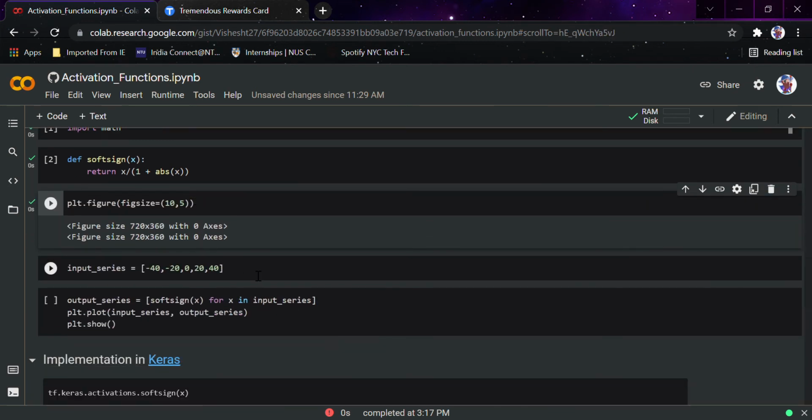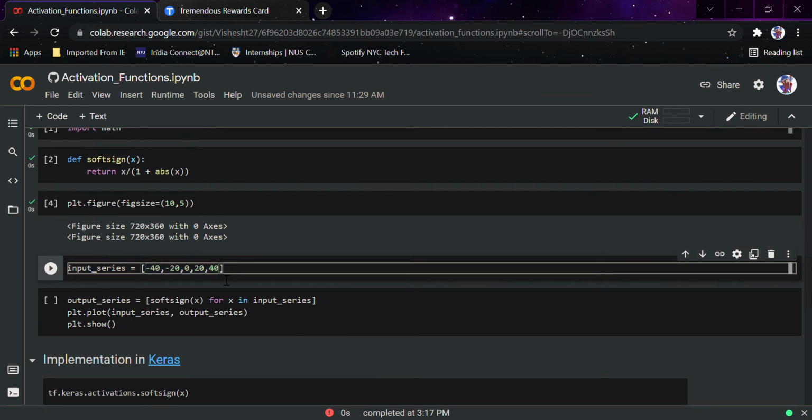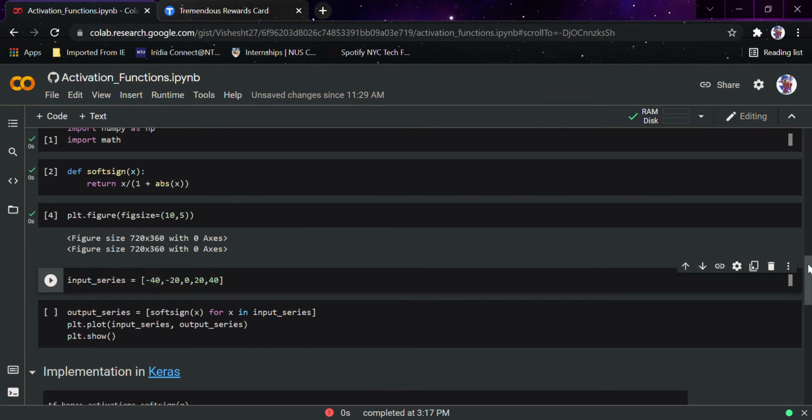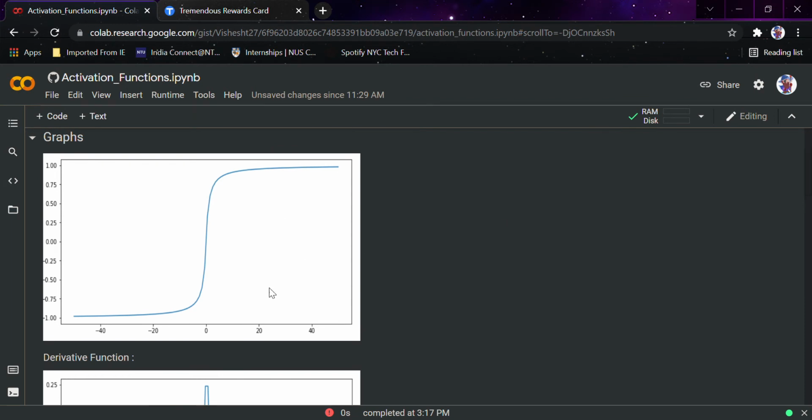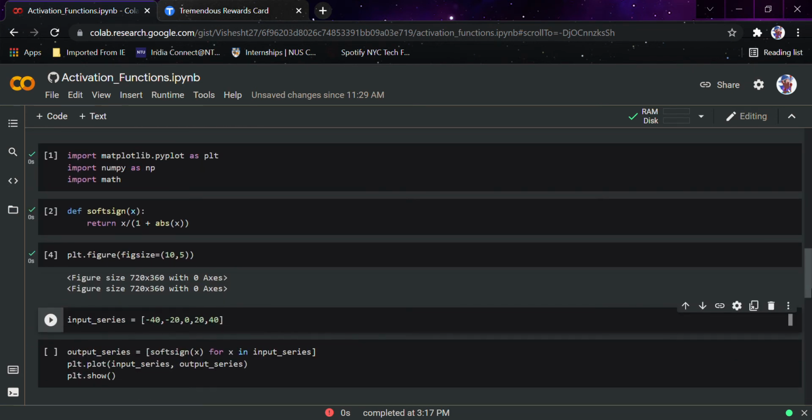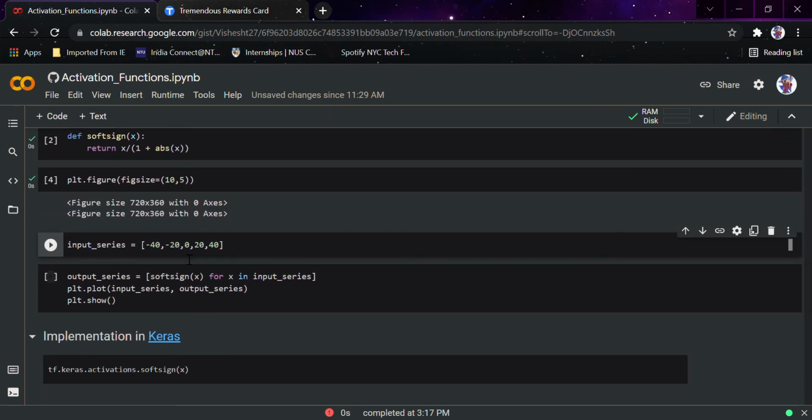So this is going to be the input series, that is -40, -20, 0, 20, 40. This is the same value we have taken here. So at -40 you can see the value is -1, at -20 the value is -1, and at 0 you can see the value. So we are going to do the same and plot this same function. We have defined -40, -20, 0, 20 and 40, and I'm going to run this.